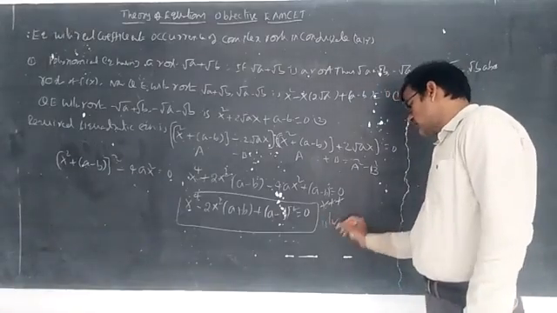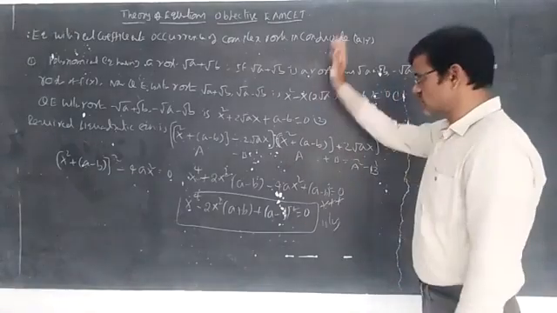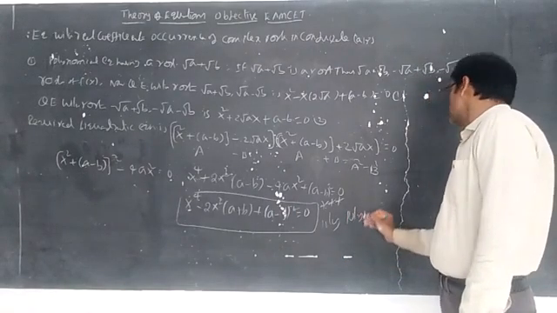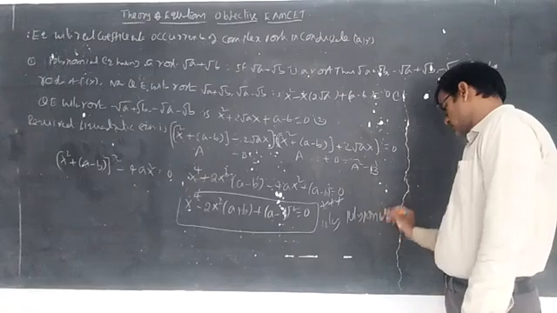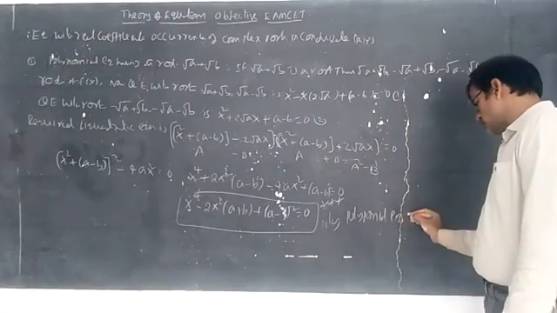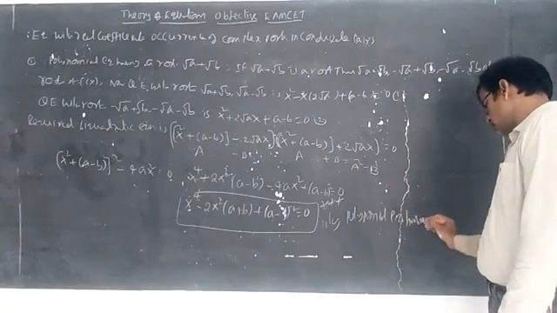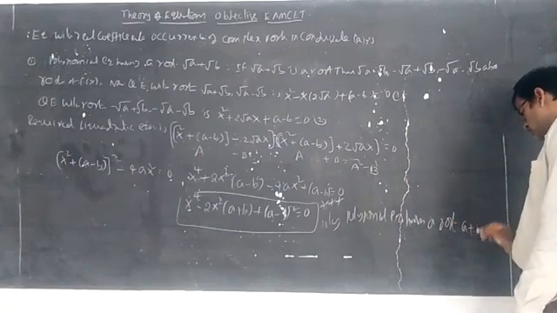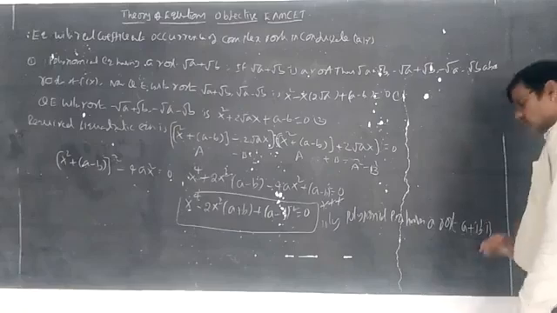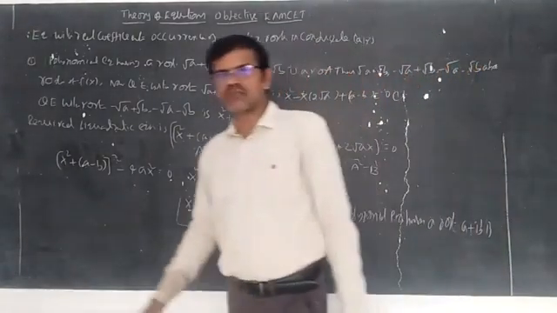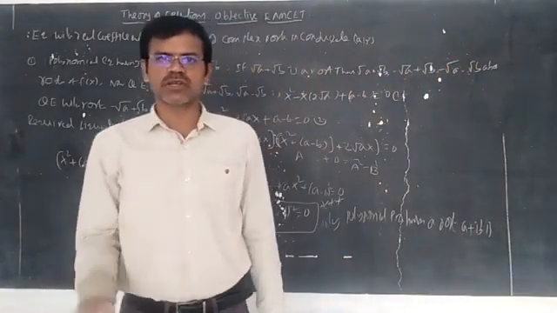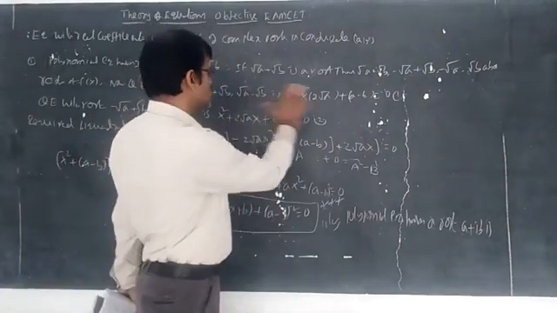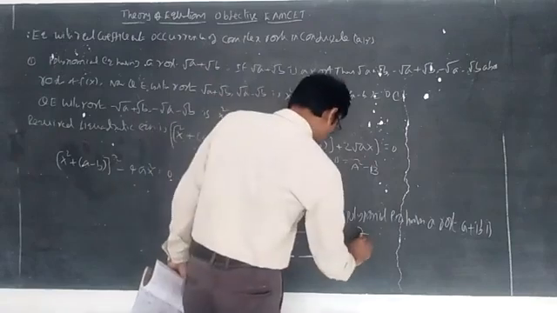Similarly, you prepare the question with all roots. A polynomial equation having a root a plus ib: that means if a plus ib is a root, a minus ib is a root, and minus a plus ib is a root, and minus a minus ib also is a root. In the same way, you prepare the question.